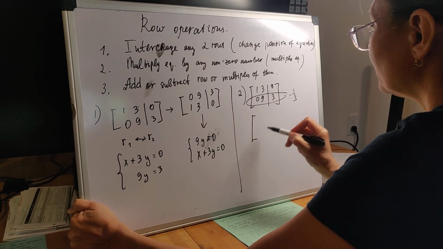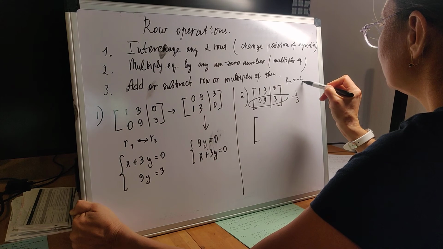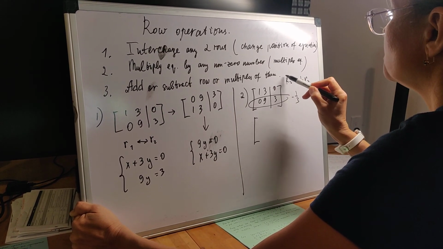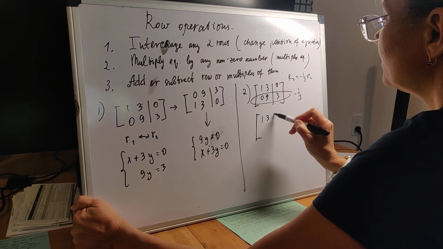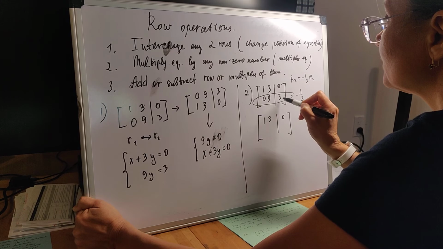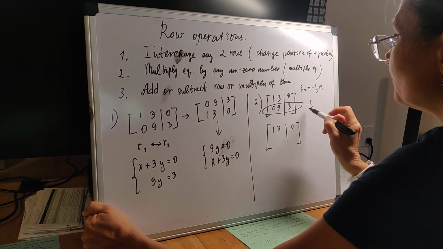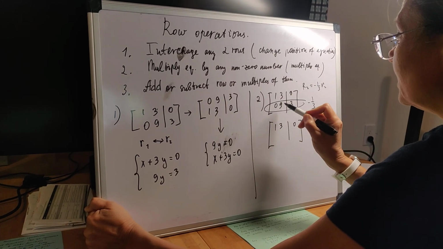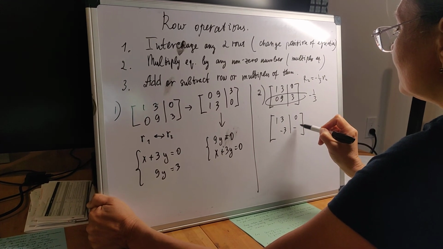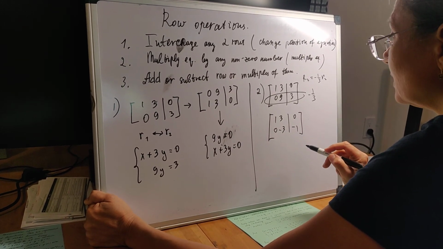So what am I going to get? I'm going to write down first: row number 2 equals negative 1 over 3 times row number 2. This is the old row number 2, and this is the new row number 2. So I'm copying row number 1, 1, 3, and multiplying each term here by negative 1 over 3. So 9 times negative 1 over 3 is going to give me minus 3, and 3 is going to give me minus 1, and 0 is still going to give me 0.